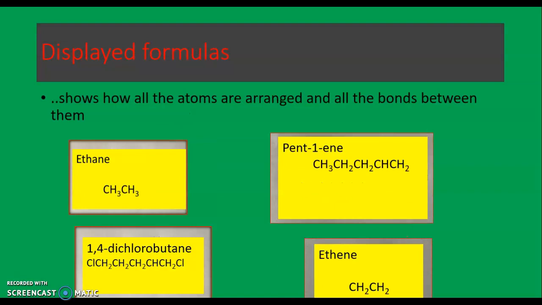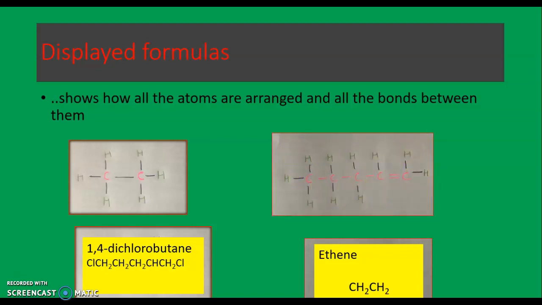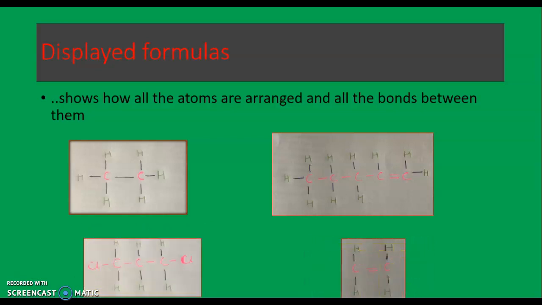If you have to show the displayed formula, then where CH3 was your structural formula, to display the formula you've got to open the structure up and show the bonds around it. In the same way, with pent-1-ene, when you open it up, you show the bonds. Displayed formulas are a better way if you are trying to show the reactions and if you want to see exactly where the double bond is. If you are showing mechanisms, it's best to use the displayed formula. So these are some examples of how to write displayed formulas.